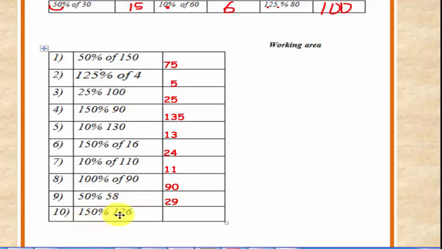And 150% of 126. These should really be easy for you now. Take your decimal point, move it 2 places to the left, so you're going to multiply 126 times 1.5, and your answer is 189.